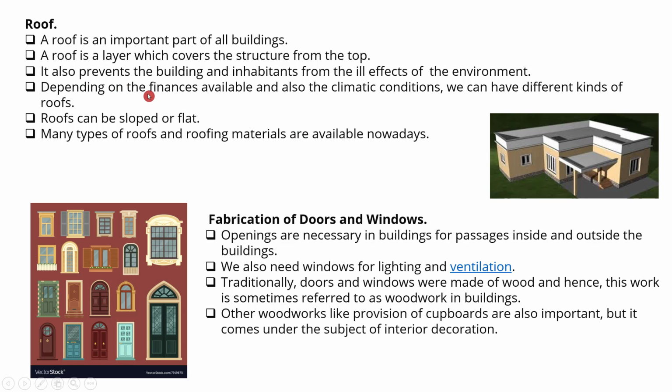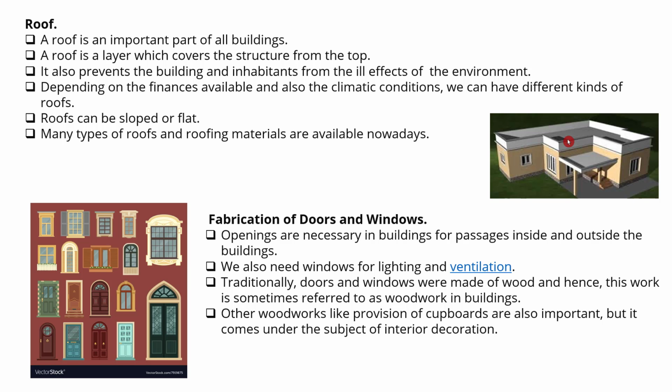It prevents the building and inhabitants from the ill effects of the environment. So the rain, sunlight, everything is protected by this roof. Depending on the finances available and also on the climatic condition, we have different types of roofs. So this is a simple flat roof. You can go for a trussed roof. So different combinations are there, but you can see those combinations when you look around.